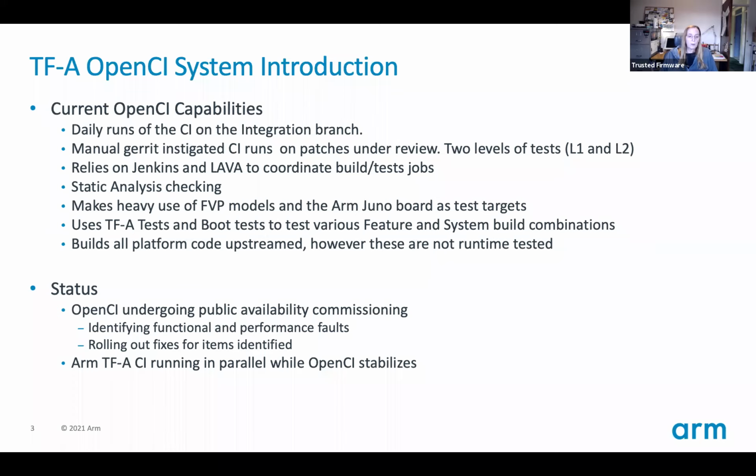At the moment, the ARM CI is running in parallel with the OpenCI, but as the OpenCI gets commissioned, we'll start turning off aspects of the internal CI. I say aspects because, as I hinted at earlier, it's coming in phases, and there are still some capabilities running in the ARM CI that are not yet available in the OpenCI. That's for things like some models that aren't yet made public. I think there's a roadmap for them to be made public, but for now, we'll continue running them internally.